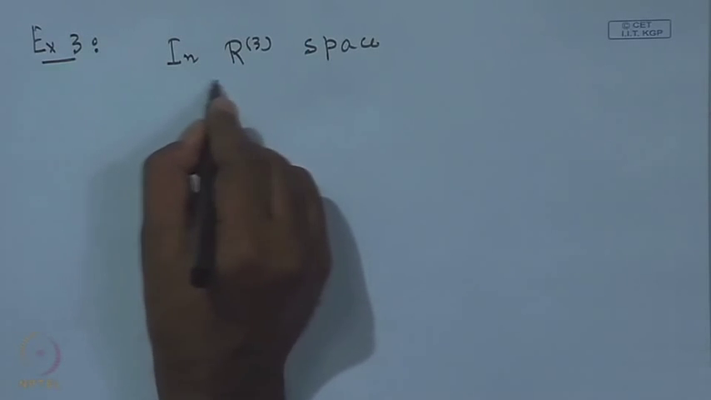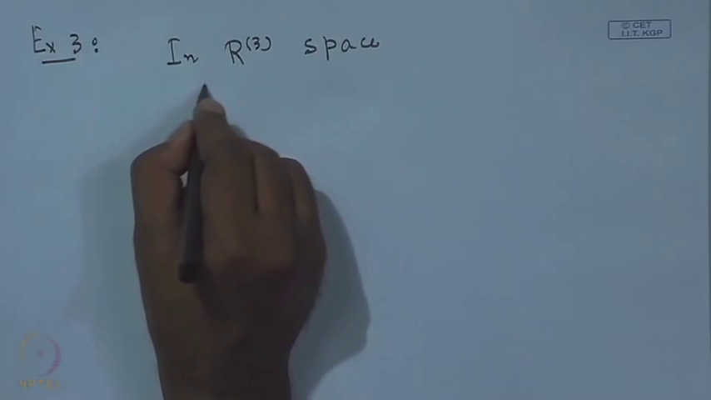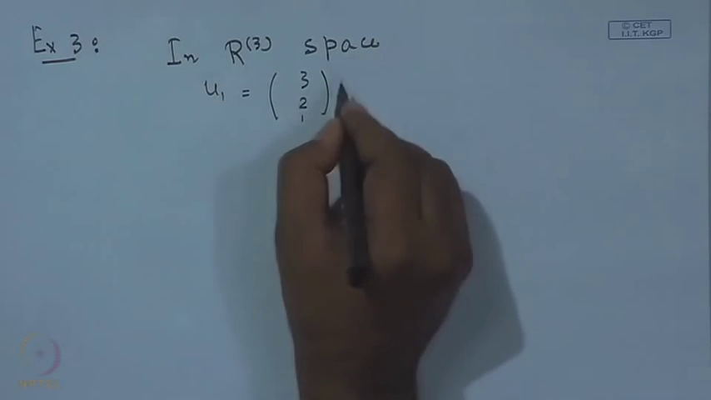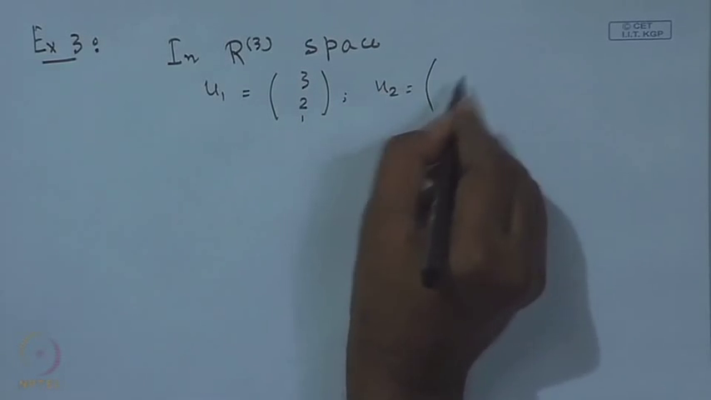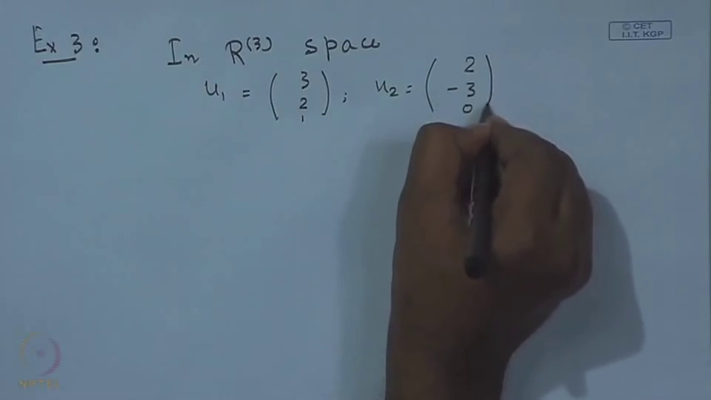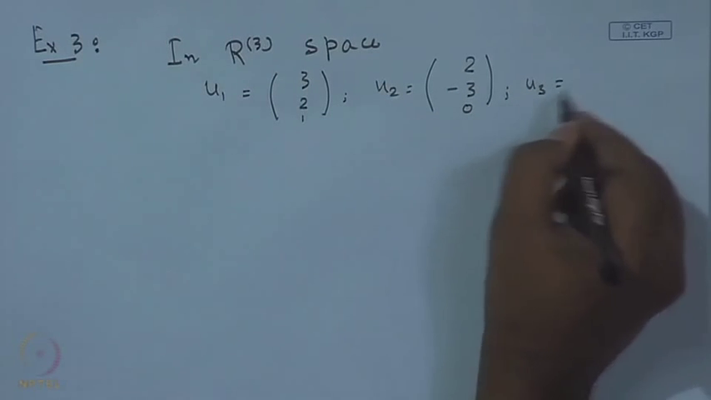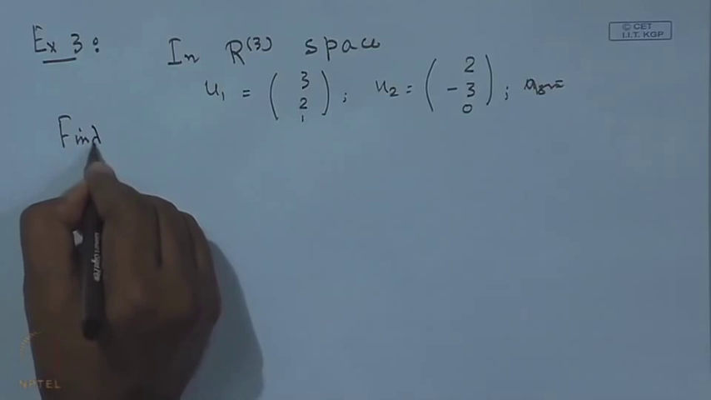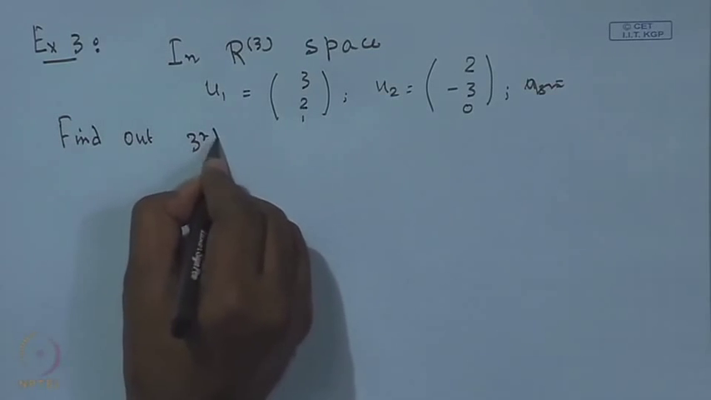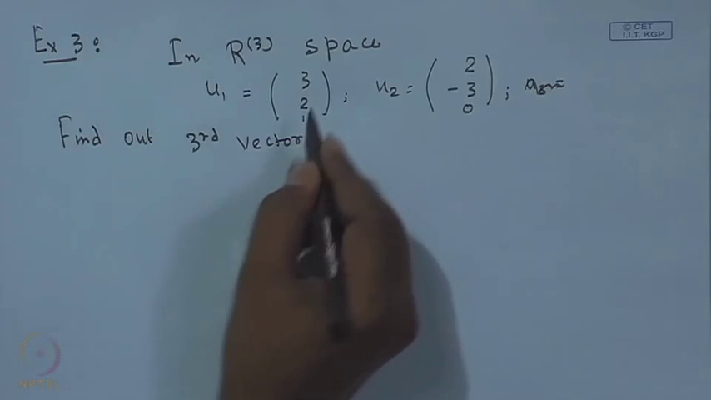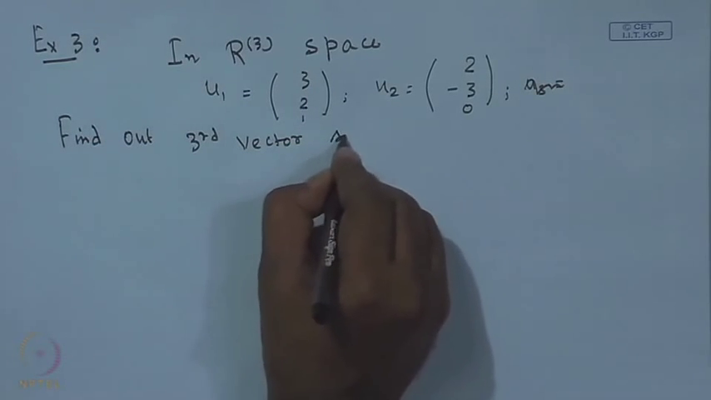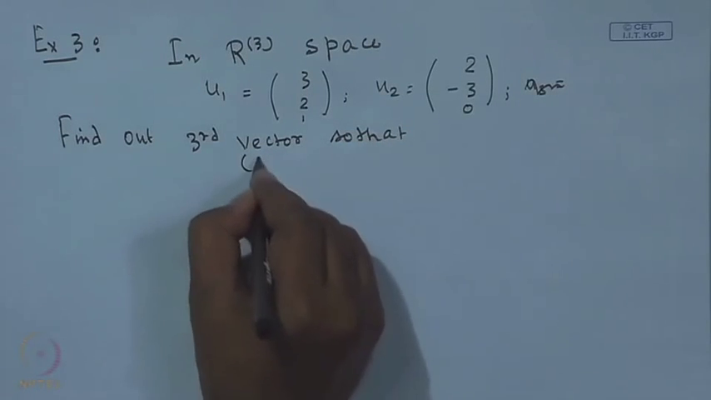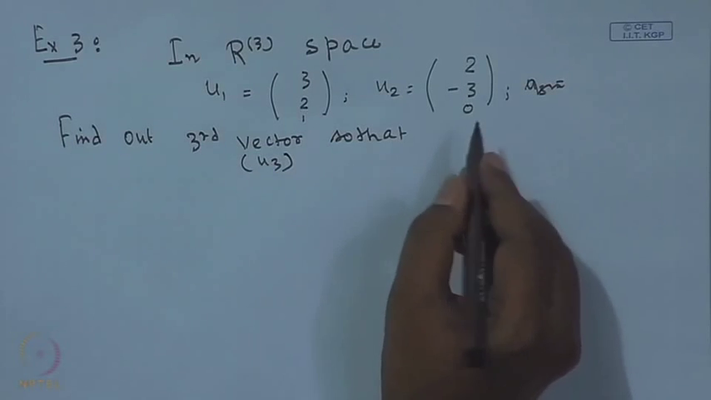We have two vectors available. u1 is equal to (3, 2, 1), u2 is equal to (2, -3, 0), and u3 is to be found. Therefore, these two are available, and we have to find out a third vector in the space, so that this vector along with u1 and u2 will constitute a basis set of vectors.